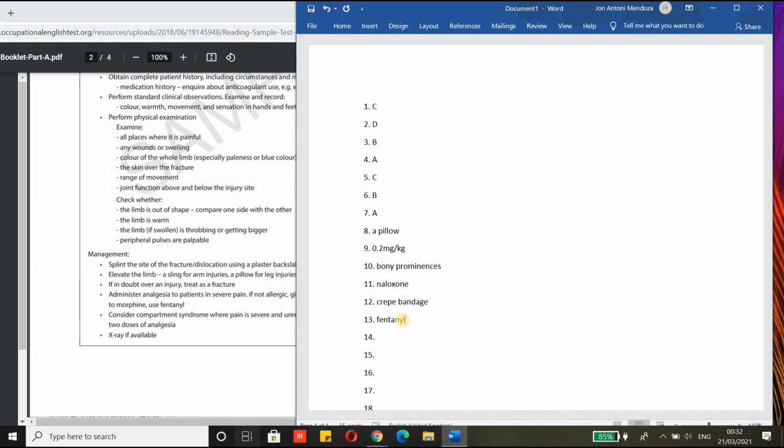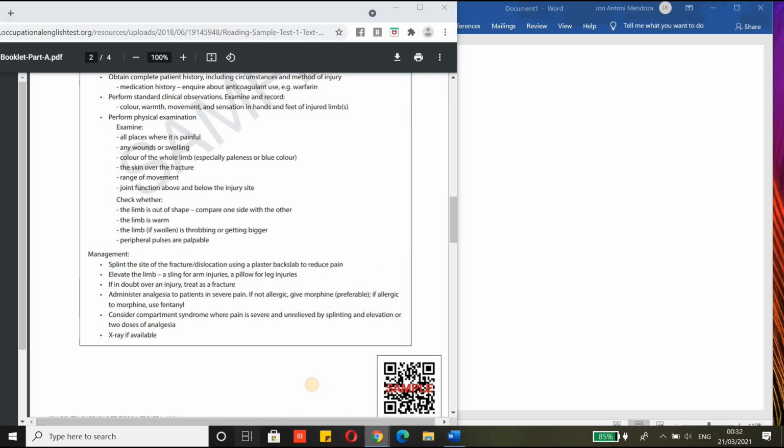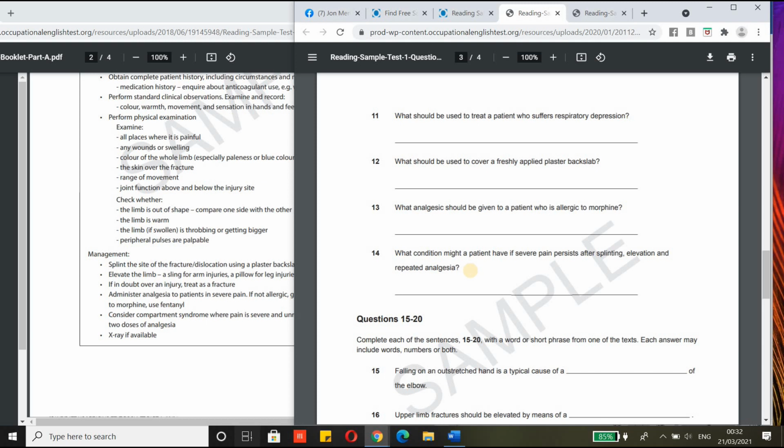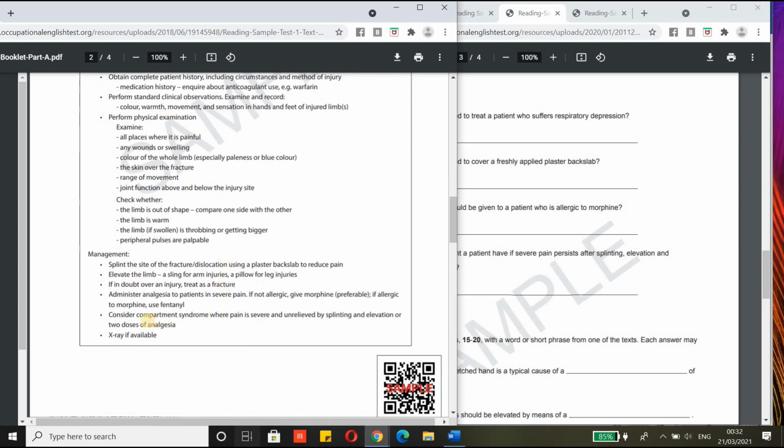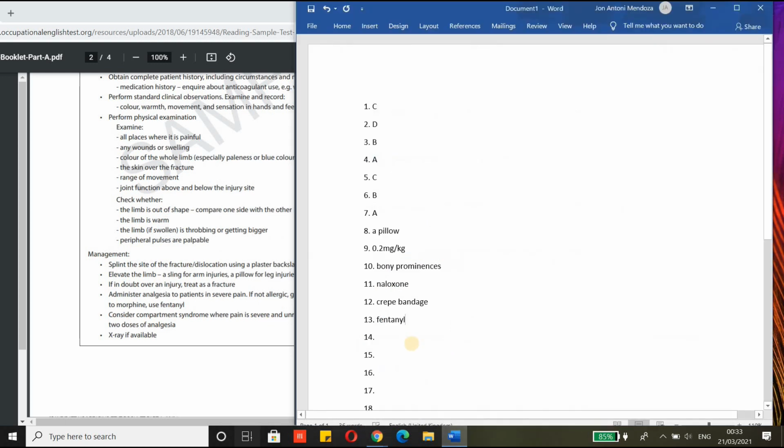Number 14. What condition might a patient have if severe pain persists after splinting, elevation, and repeated analgesia? I think it's compartment syndrome. Should be here. There. Compartment syndrome. Because I remember during our ortho studies before. Consider this one where pain is severe and unrelieved by splinting or elevation or 2 doses of analgesia. Compartment syndrome.